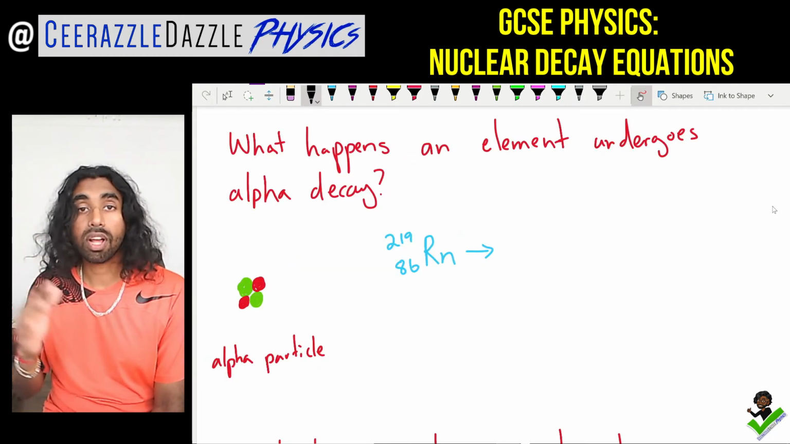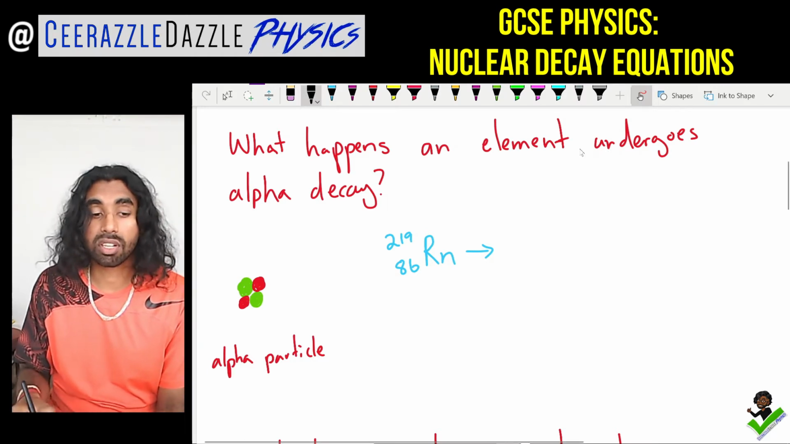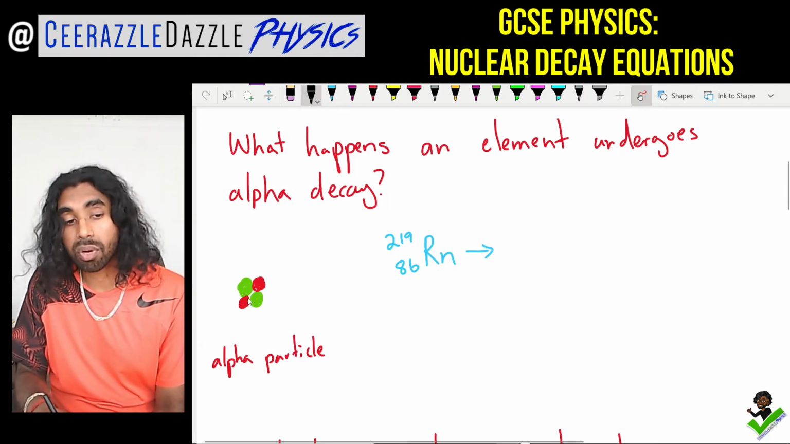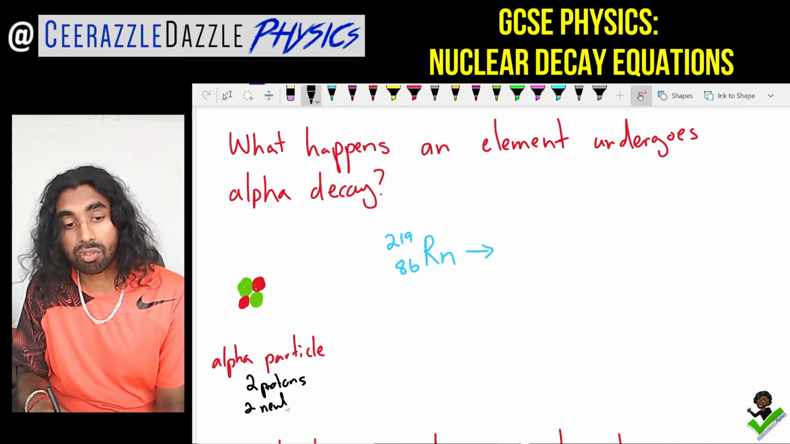So, what happens when an element undergoes alpha decay? Well, let's have a quick recap before we get started. We know that an alpha particle has two protons and it also has two neutrons. Two protons and two neutrons.